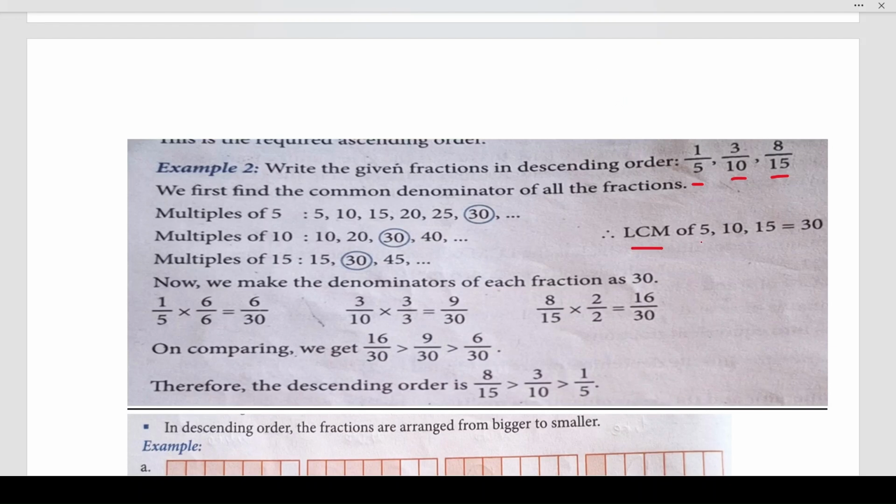LCM of 5, 10 and 15 is 30. So now we have to make these three fractions' denominators equal to 30. Now the first fraction is 1 by 5. 1 by 5 has to be made some number by 30. Similarly, the second fraction 3 by 10 has to be made some number, we don't know what this number is, by 30. 8 by 15, which is the third fraction, this new denominator 15 has to be made 30. All the three fractions have to be made like fractions.